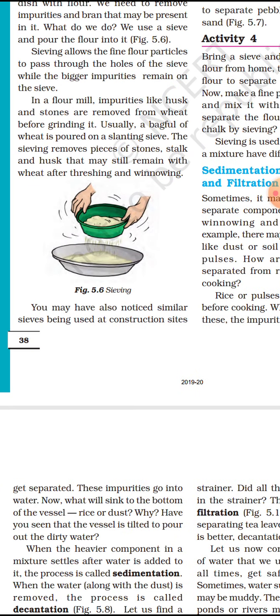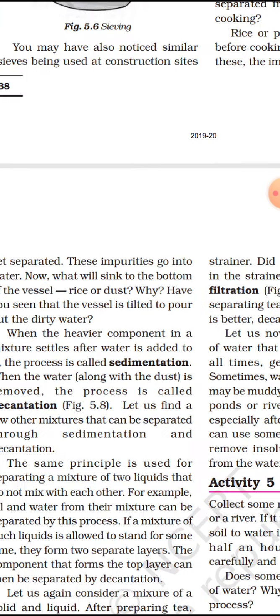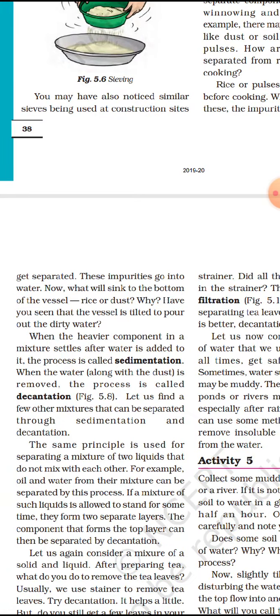First we can see sedimentation. For example, if you are taking rice, before cooking the rice, we have to remove the small dust particles. How can we remove it? For example, you take the rice in a vessel and add some water. After adding it, that process is called sedimentation. When the heavier component in the mixture settles after water is added to it, that process is called sedimentation.